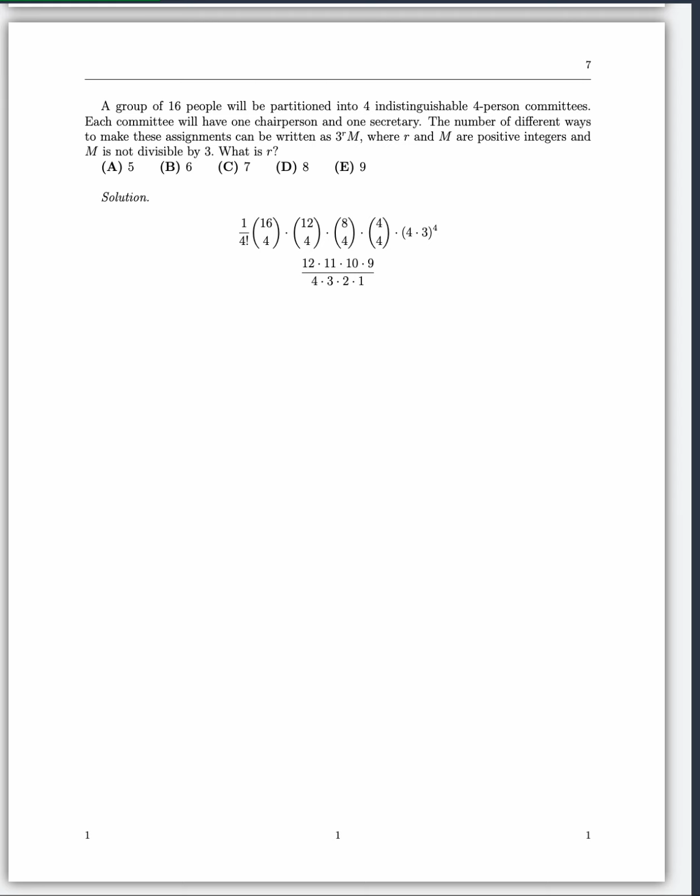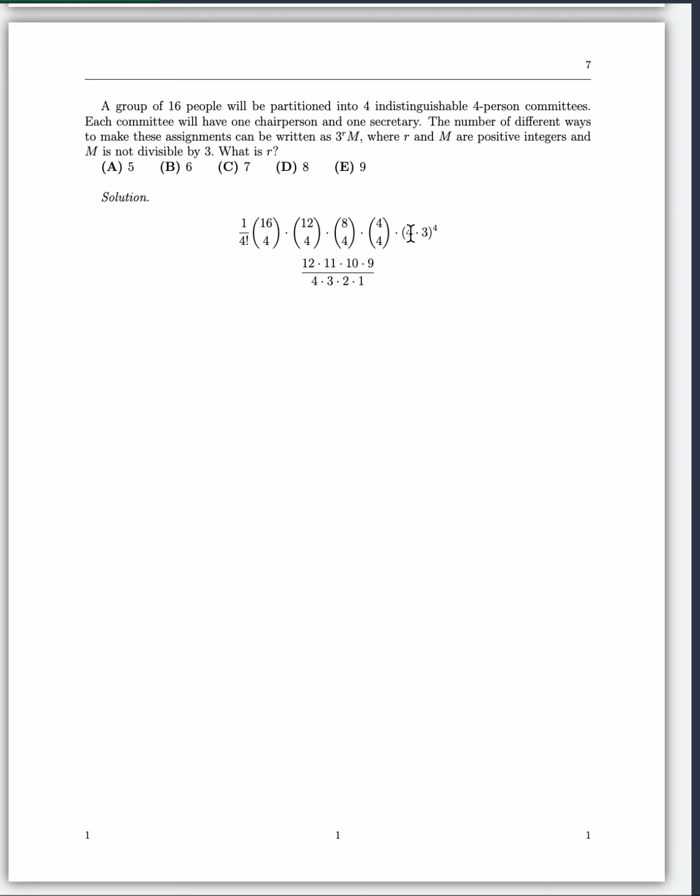Now 8 choose 4, the same idea: 8 times 7 times 6 times 5 over 4 factorial, and the only factor of 3 comes from 6. So 8 choose 4, which we can even compute to be 70, is not divisible by 3. And 4 choose 4 is obviously not divisible by 3 because it's 1. So the entire product, 16 choose 4 times 12 choose 4 times 8 choose 4 times 4 choose 4, is only divisible by 9, so there are only 2 factors of 3 there.